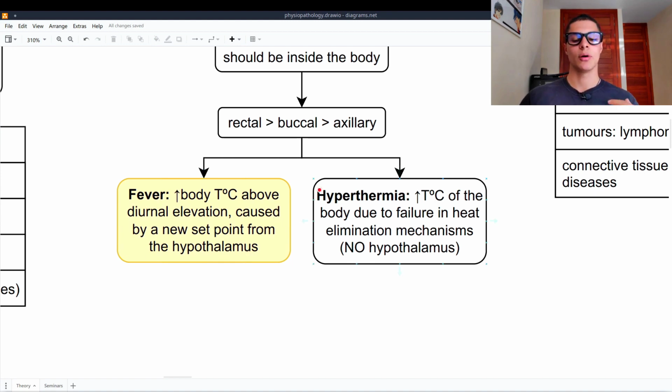This is very important. On the other hand, we have hyperthermia, which is an increase of the body temperature due to failure in heat elimination mechanisms. For example, you don't sweat, and therefore you keep your body temperature very, very high. But there is no hypothalamus involved here.